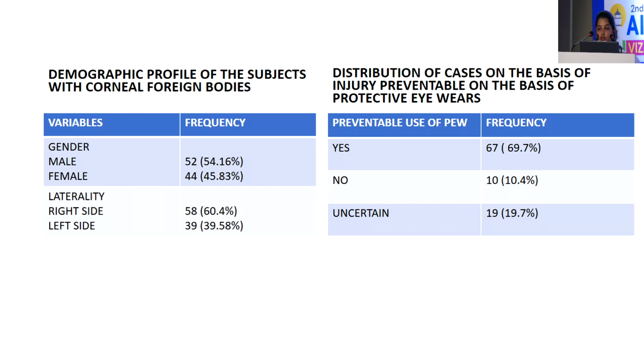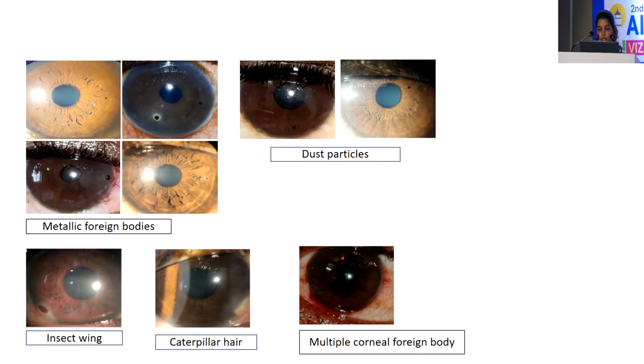Coming to the distribution of cases on the basis of whether the injury could have been prevented or not, we found that around 70% of these injuries could have been prevented with the use of protective eyewear. These are some of the corneal foreign bodies we have treated in our department, in our OPDs. These are examples of metallic foreign bodies, dust particles, and insect wing, and the last one is a case of multiple corneal foreign bodies, one in the upper part and another in the lower part.